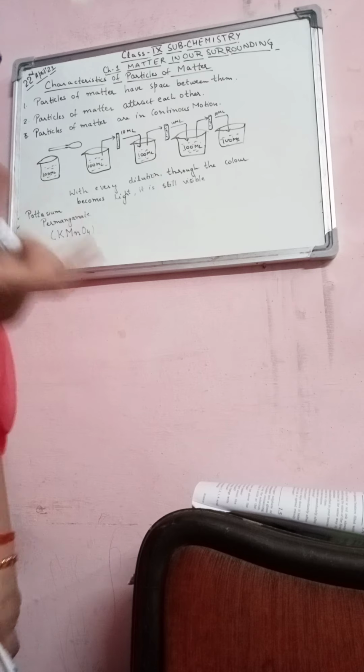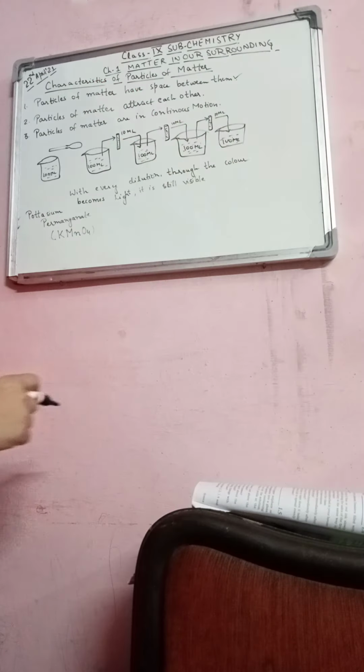From that experiment we will understand that particles of matter have space between them. As you dissolve the crystals of salt and sugar in water, you will observe that there is space between the particles of water, so that they can mix with each other. By this experiment, it is concluded that particles of matter have space between them, right? This is the second characteristic of particles of matter that all of you should understand.